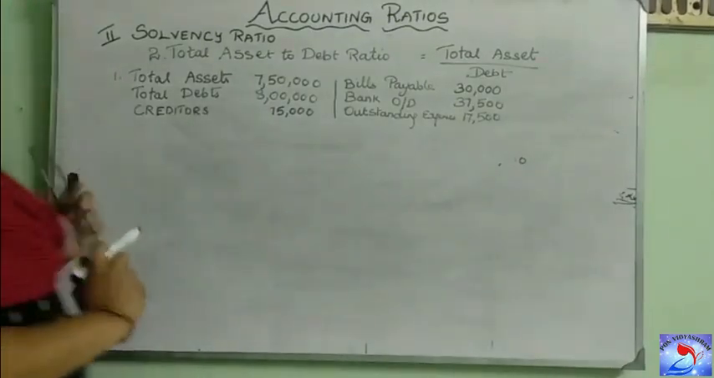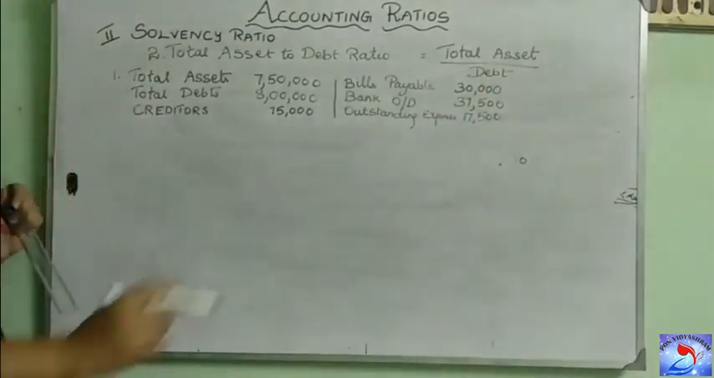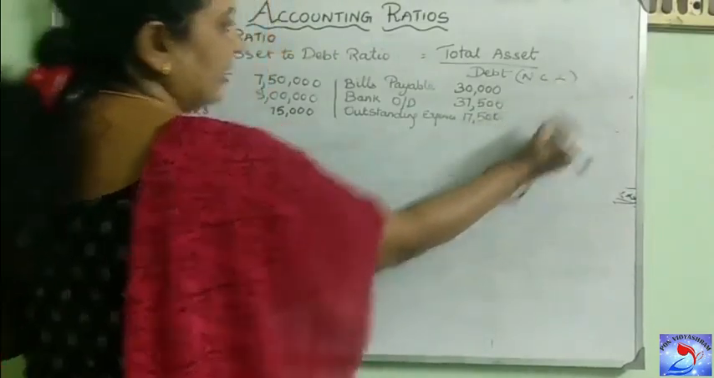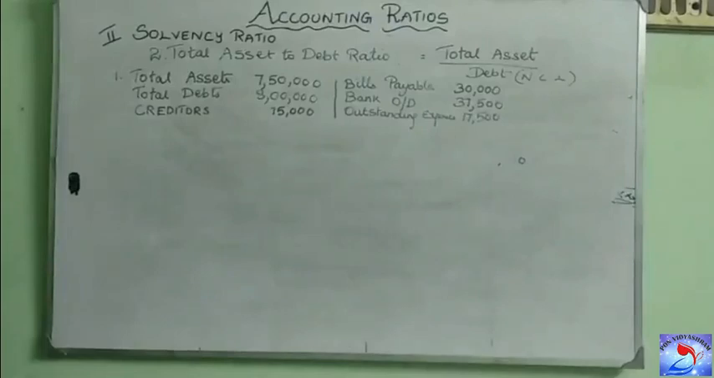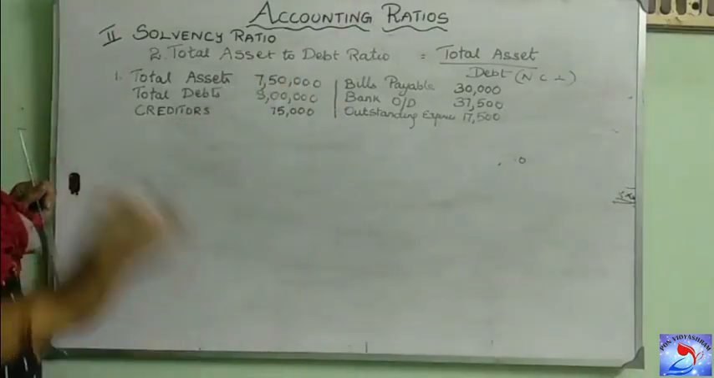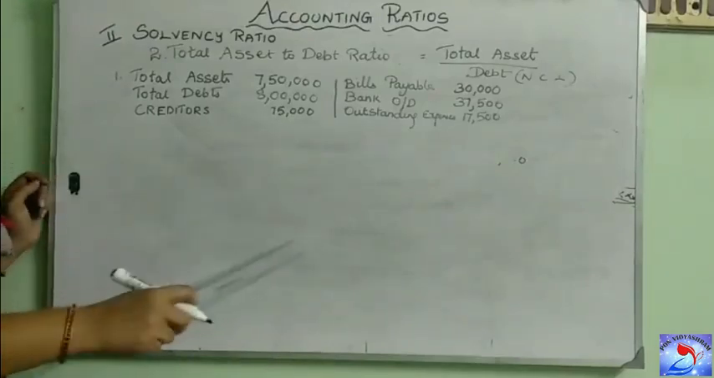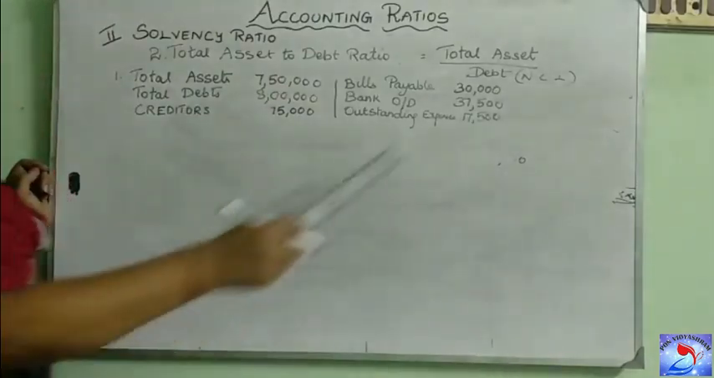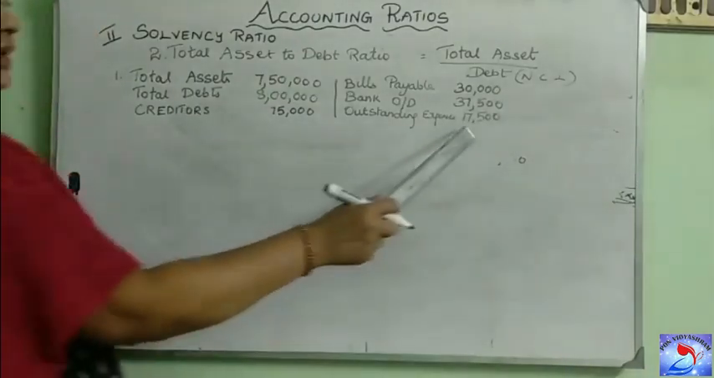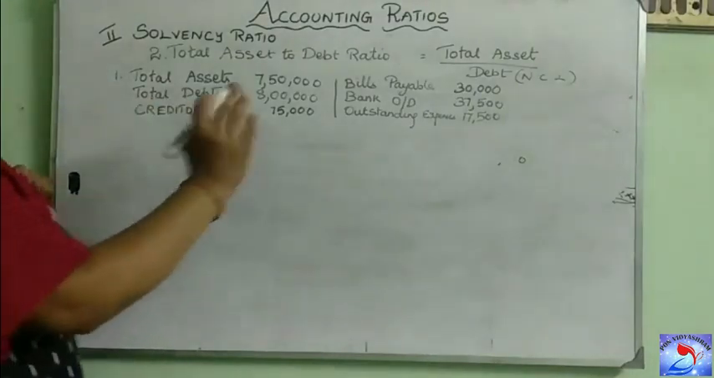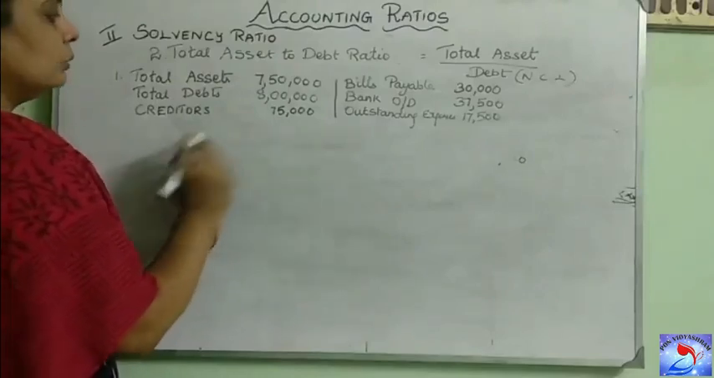Now total debt they have given you. See, I want only non-current liabilities, that is long-term debt alone I want. Total debt includes everything, current liability as well as non-current liability. From this total debt I have to subtract all the current liability. What are current liability? Creditor is a current liability, bills payable is a current liability, bank overdraft is a current liability, and outstanding expenses is also a current liability. So we need to subtract everything to get the debt. Shall we do it, children?